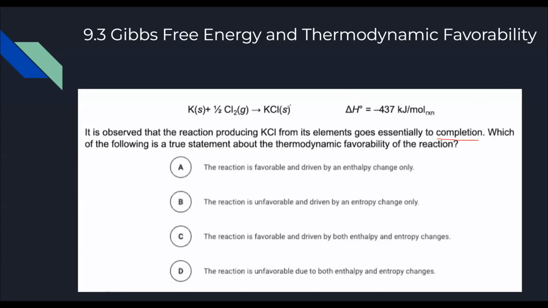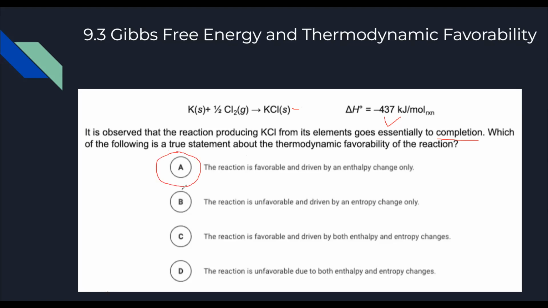Which of the following is a true statement about the thermodynamic favorability of the reaction? The reaction is favorable, and because delta H is negative, delta H is favorable, while delta S is not favorable, because first of all, the amount of products is less than the amount of reactants, and also you don't have any dispersal of matter. So delta S would be negative. The main thing driving the reaction is the enthalpy change. So it would be A.